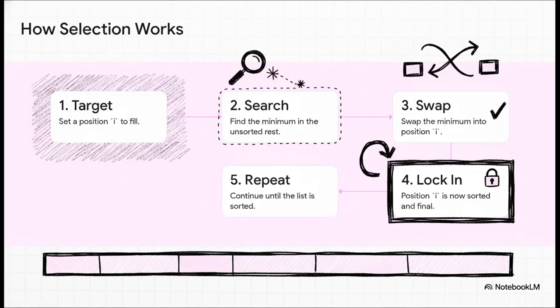So the logic goes like this. First, we target the very first position. Then, we search the whole rest of the list for the smallest number and swap it into that first spot. Now, that first spot is locked in. It's sorted, done, we never have to touch it again. Then we move to the second position, search the rest of the list for the next smallest, and swap it in. It's really methodical. One big search and find mission, followed by just a single decisive swap for each pass.